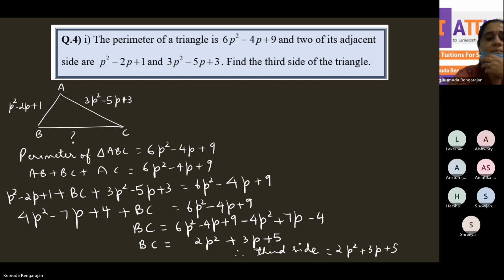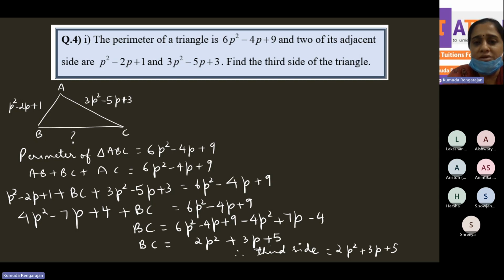Done? Okay. So I've just represented the information in this diagram. One side is not known. You can take that unknown side to be anything, not that BC only should be the unknown side. Two sides are given, the third side is not known. It can be BC, it can be AB, it can be AC, anything. That will not change the answer.